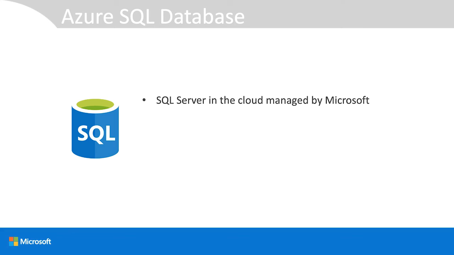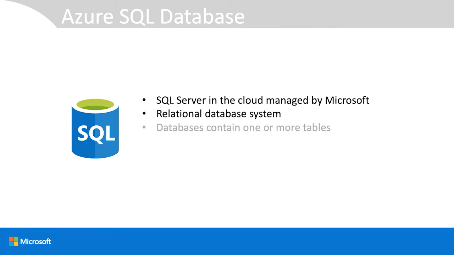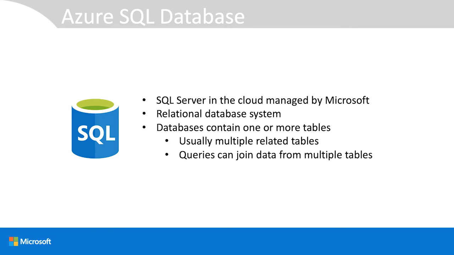Azure SQL Database is a managed offering that provides SQL Server in the cloud. And SQL Server is a database system from Microsoft for storing structured relational data. Each database in Azure SQL Database contains one or more tables of data, and they usually contain multiple tables that are related to each other. For example, you might have a customers table that stores all your customers, and an orders table that stores all orders that customers have made from your online store. You can run queries in Azure SQL Database that join data from multiple tables based on these relationships.